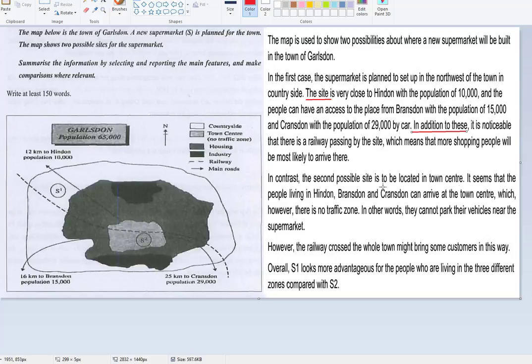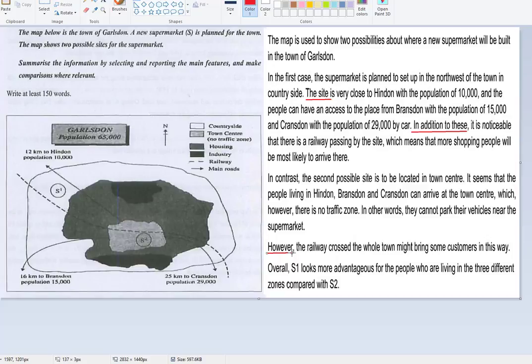Okay. It seems that the people living there... Okay, so what's the point? Are these advantages? What is going on in this sentence? It seems that the people living in Hendon, Branston, and Carson can arrive at the town center, which, however, there is no traffic zone. So is this a good thing? Is this a bad thing?